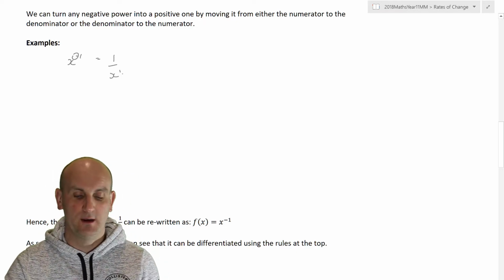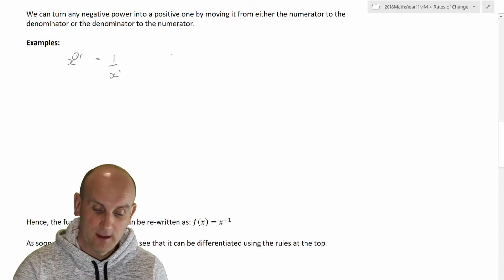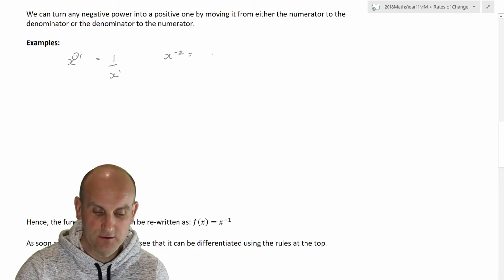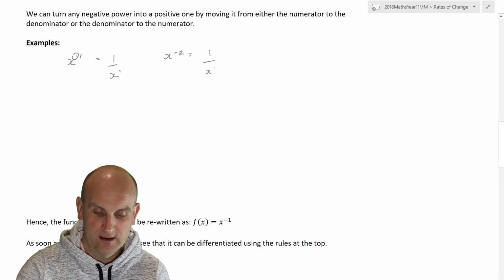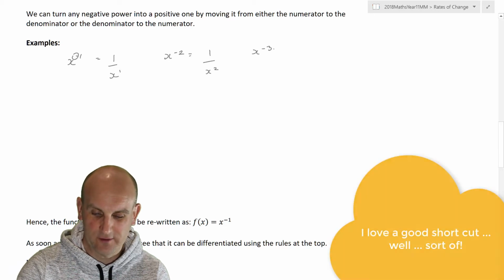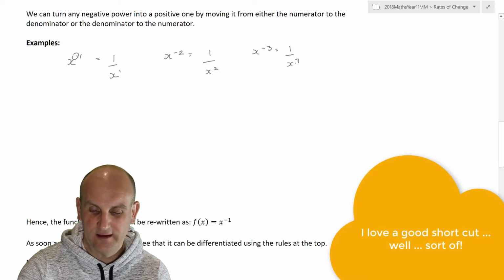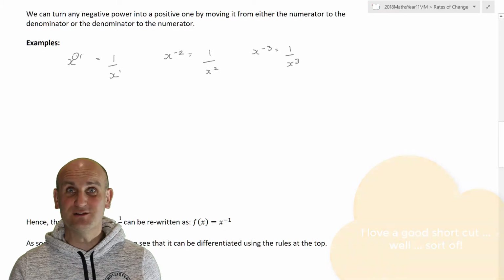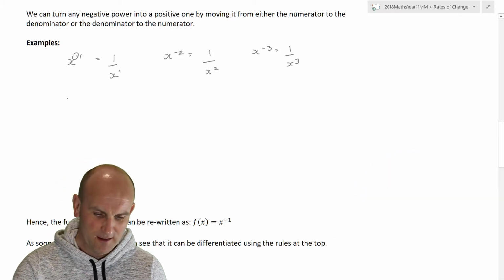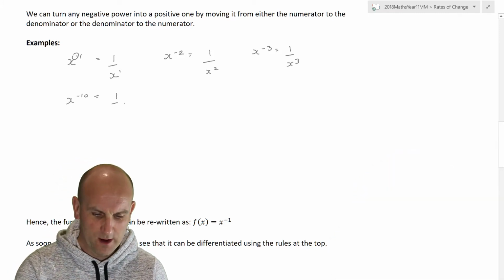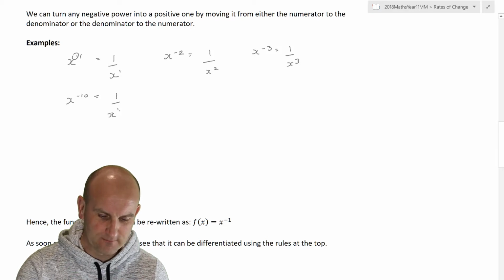So x to the minus 1 just becomes 1 over x. And she was like, oh, x to the minus 2 becomes 1 over x squared. And x to the minus 3 becomes 1 over x cubed. And I was like, I can do this all day. This stuff's freaking awesome. x to the minus 10, 1 over x to the power of 10.